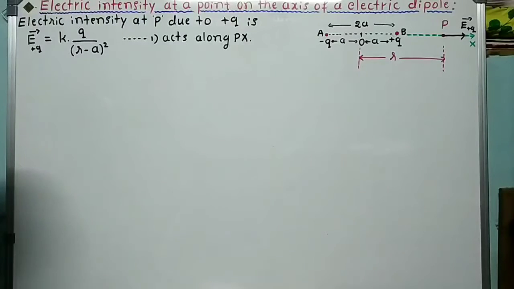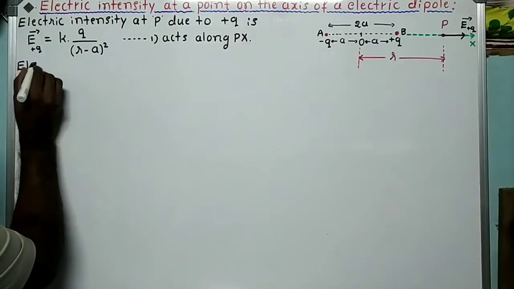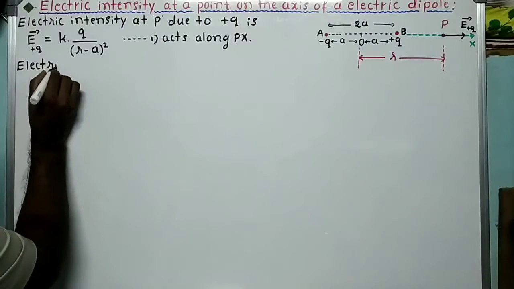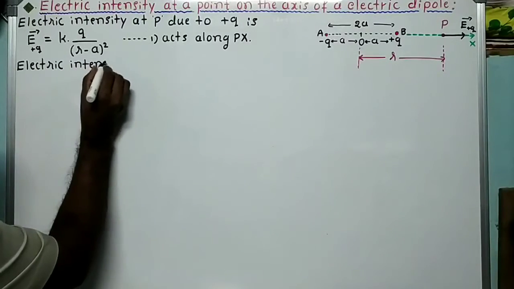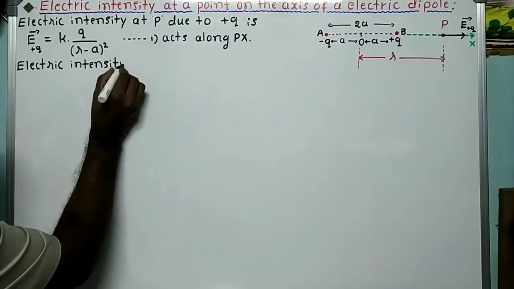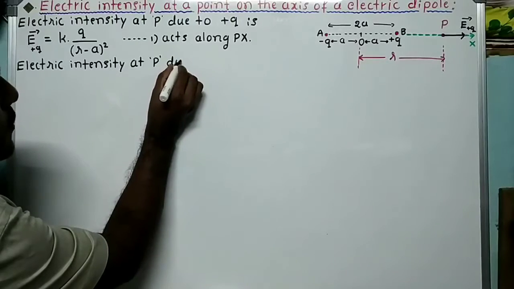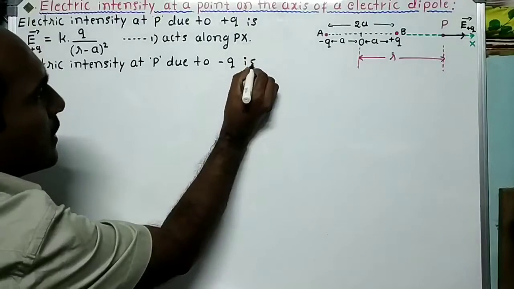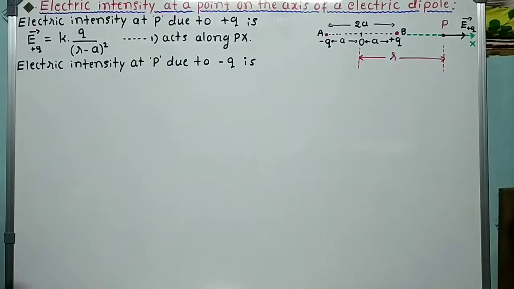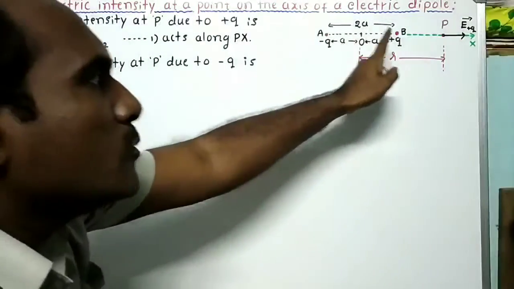Now, similarly, electric intensity at a point P due to negative charge is. ಇಲ್ಲಿ ಇನ್ನೊಂದು ಪಾಯಿಂಟ್ ಗಮನಿಸಬೇಕು. What is the direction of electric dipole moment? It is always from negative to positive charge.